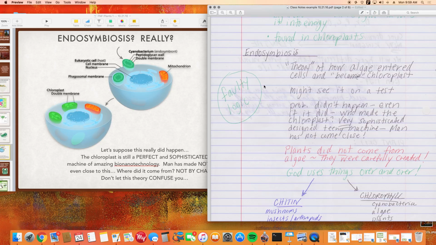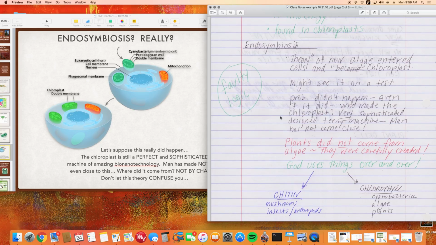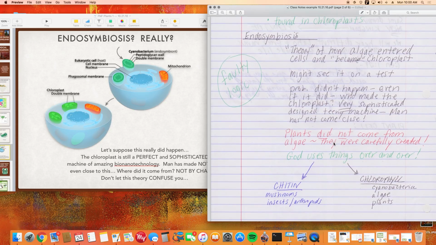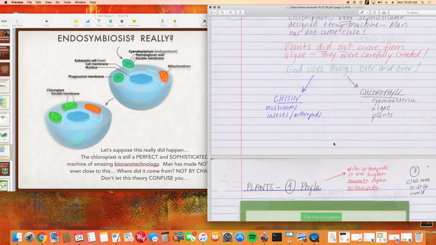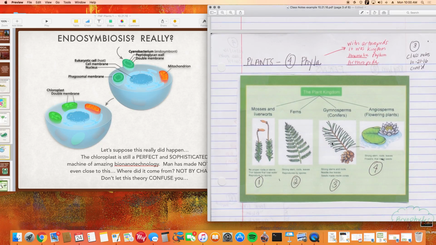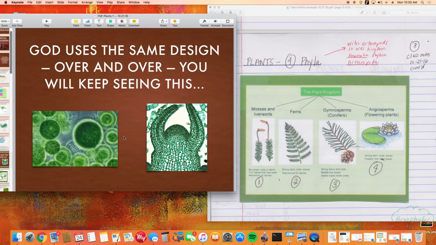Now you'll see I'm really using my 4-color pen here. I'm doing that more and more for you guys so that you can see how helpful it is to use different colors when you're organizing notes and thoughts. Okay, so do that if you can. All right, so that was the endosymbiosis and the rebuttal of Brain Pop. God uses the same design over and over. We're going to keep seeing this.